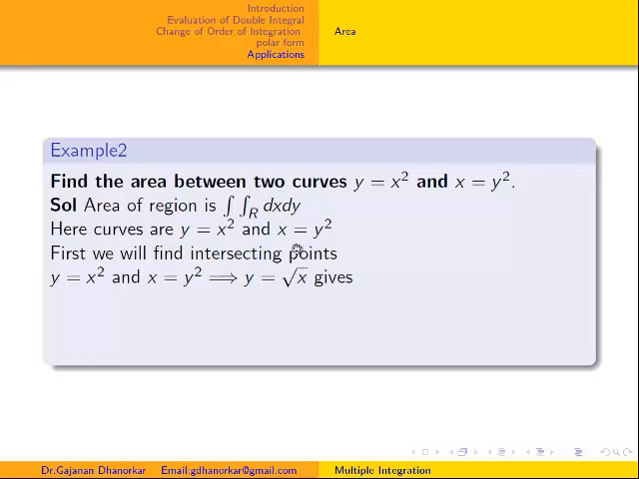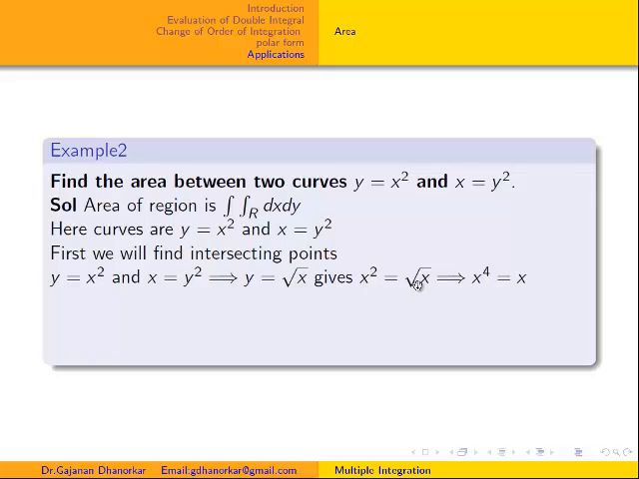Now these two curves are there. How to solve this double integration? We first have to find the limits. To find them, we find the intersecting points. Here y is equal to x square and x equal to y square. Taking the square root on both sides of x equal to y square, we get y is equal to root x. Now y is equal to x square and y is equal to root x. Comparing them, x square is equal to root x.